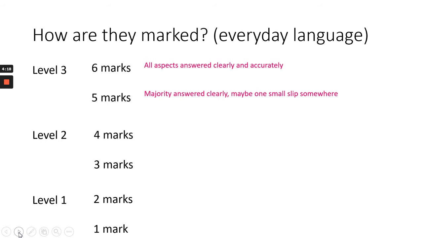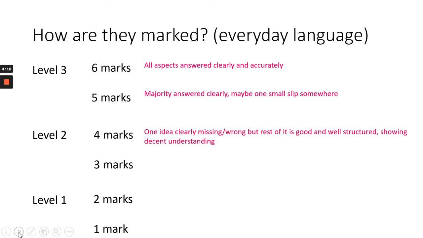For 5 marks, most of the things you're asked to do have been covered, but there might be a small mistake somewhere. For 4 marks, there'll be one idea clearly missing, but the rest of your answer is good, it's well structured, it's logical, and you've shown a decent understanding of what you've been asked to think about.